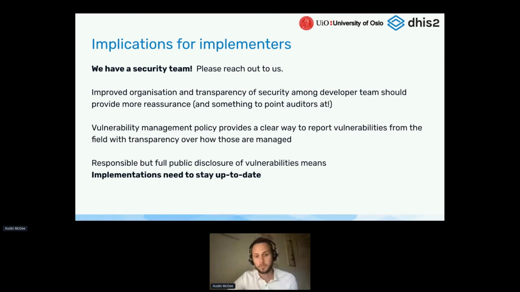We have a vulnerability management policy, and we are working on disclosure of vulnerabilities, which means that implementations should make sure to stay up to date, at least with the latest patch version of the major version that they're running.